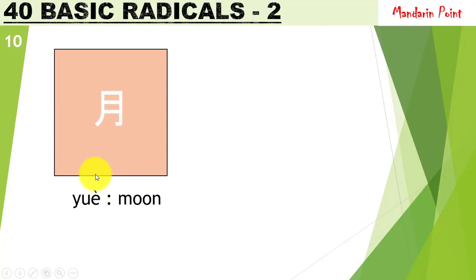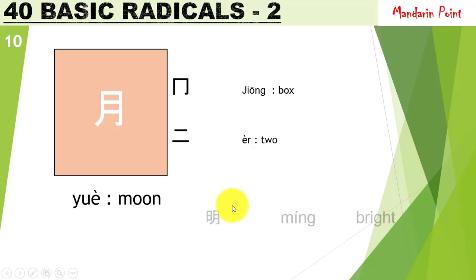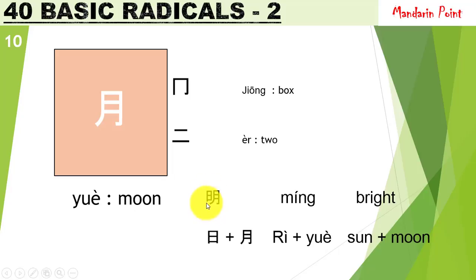The next radical is yue, meaning moon. So let's simplify it. This outer box is jiong, jiong meaning box, and the inner one is er meaning two. So this radical will represent anything, any activity, any name, or any performance related to moon. For example, here we have ming meaning bright. You can see that it is composed of ri on the left side and this yue on the right side. So ri means sun and yue means moon. So when sun shares its light with moon, then it becomes brighter.